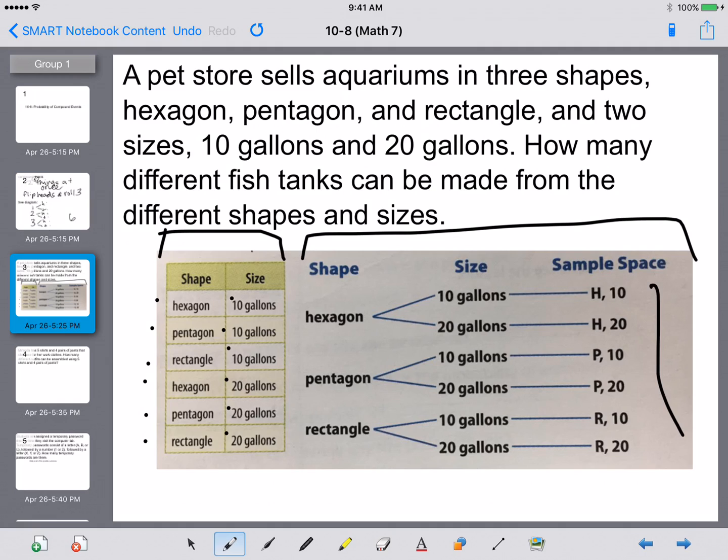Over here in the sample space, they wrote it a little better so you could see a hexagon at 10, hexagon at 20, pentagon at 10, pentagon at 20, and so on. Your sample space is your total number of outcomes, and in this case, that would be 6. Another way you can figure that out is by taking the number of outcomes you have for shape times the 2 different sizes. We're multiplying by 2 because that's how many sizes there are, and we get our total number of outcomes of 6. We'll go into that a little deeper.